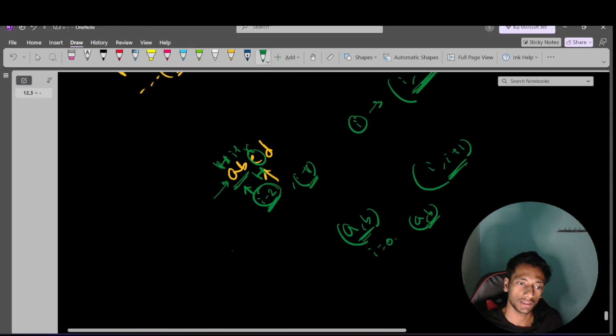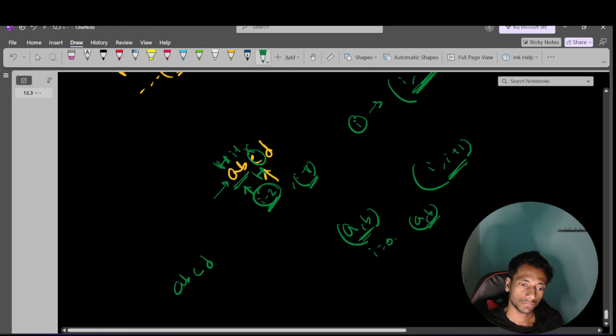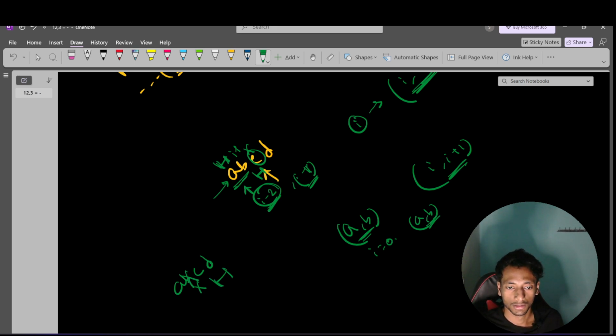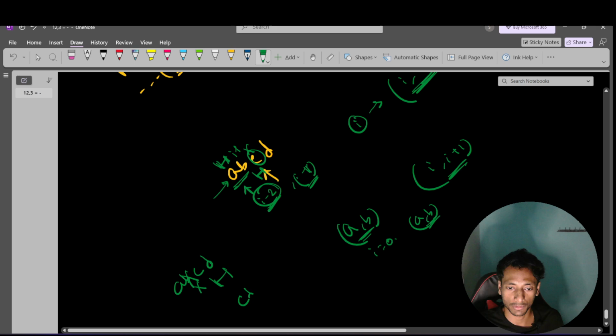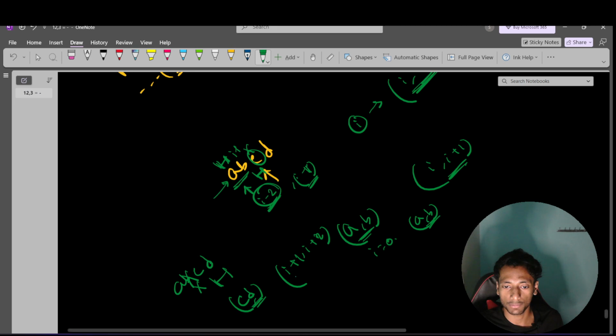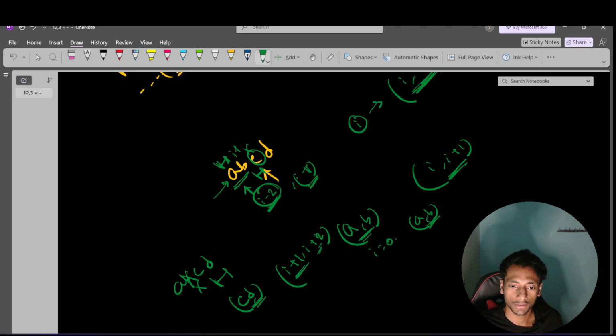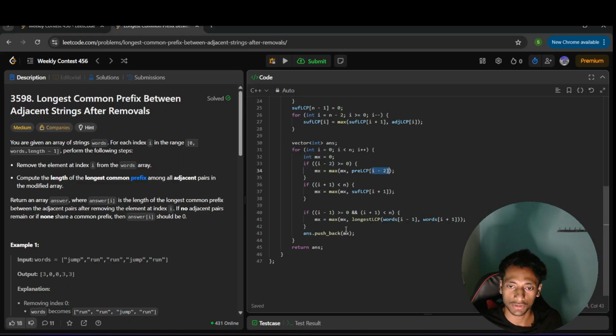Suppose I have removed B now, so B will be removed. So from the right side, what is the nearest adjacent pair possible? That's CD. So what is the position for C? That is I plus 1, and the adjacent pair will be I plus 1 with I plus 2, correct? So that's why I am able to take directly I plus 1. So that's why I am comparing with the suffix of I plus 1, got it? From I plus 1 to N minus 1.